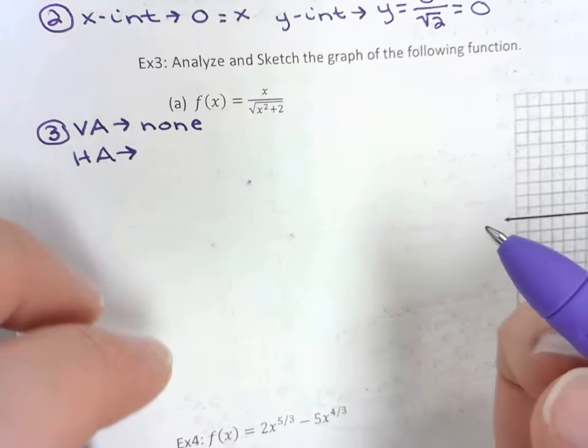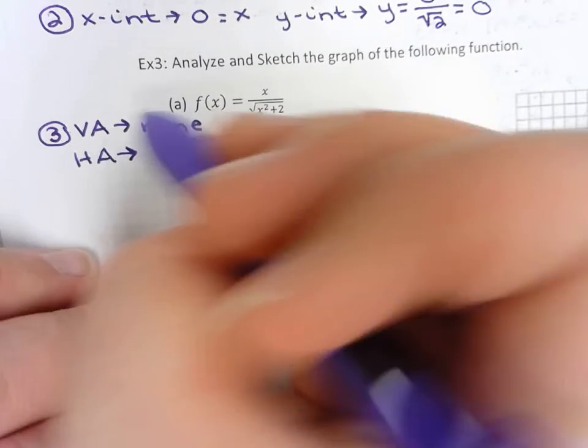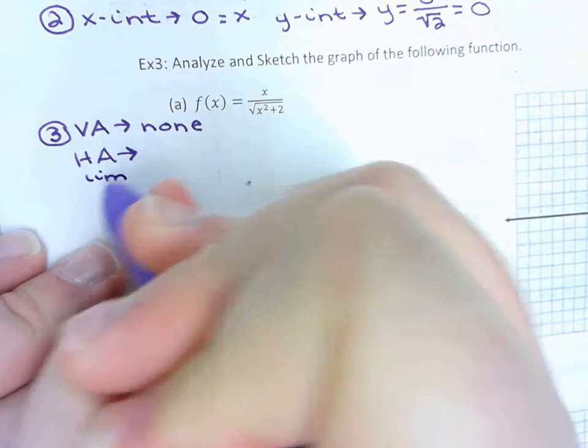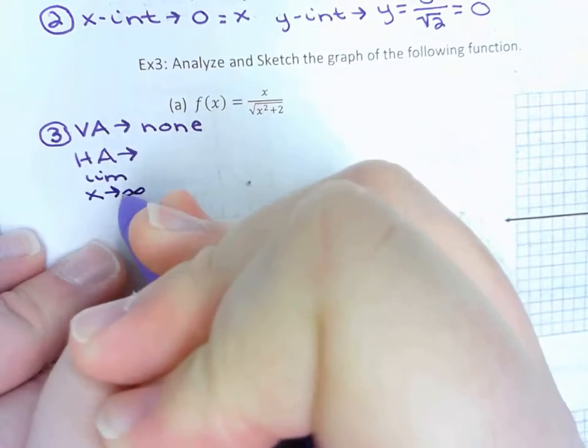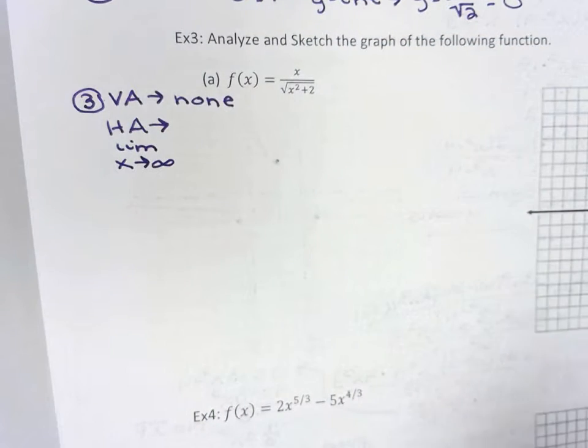So if I want to find the horizontal asymptote using the limit way, we're going to take the limit as x goes to infinity. Now you could do negative infinity. It's either one of them. I usually just do infinity because it's a little easier.